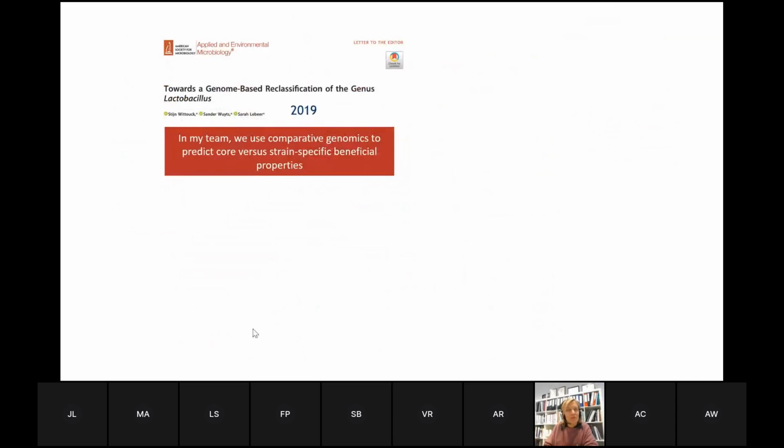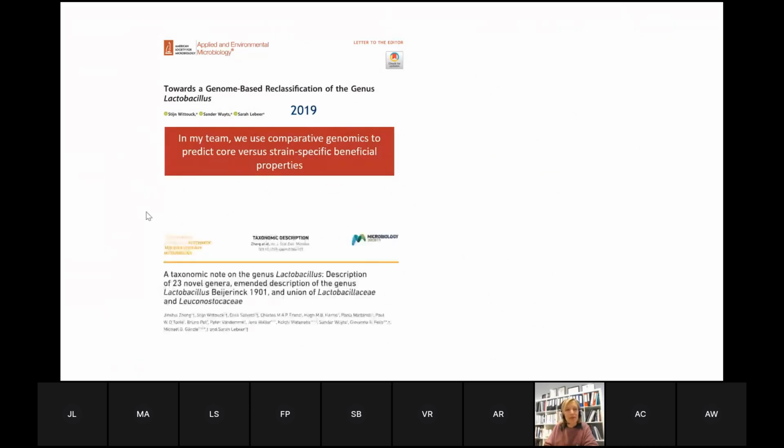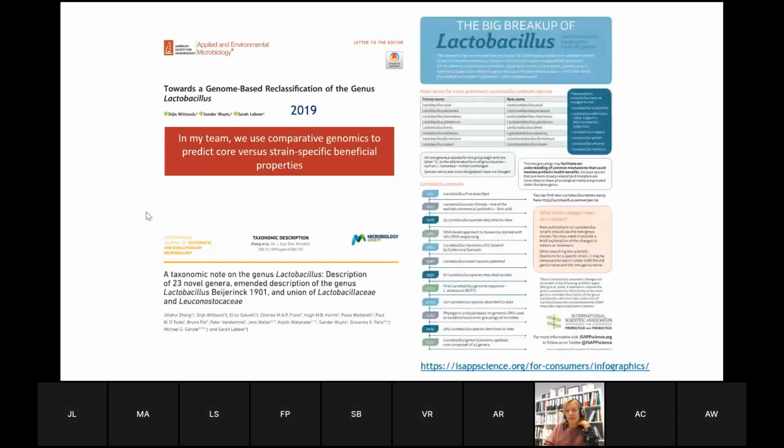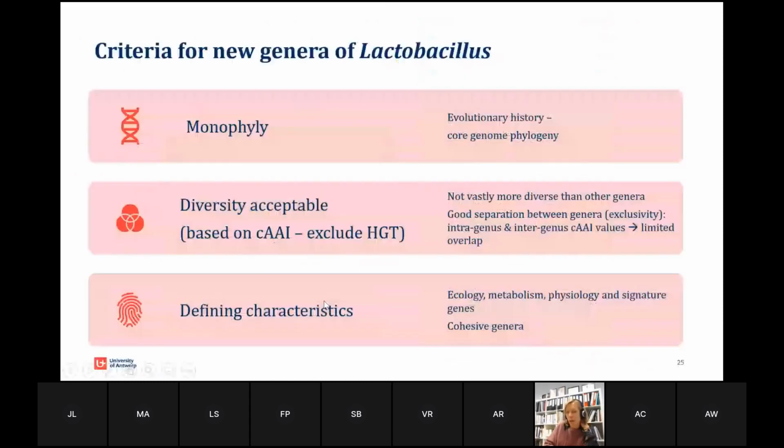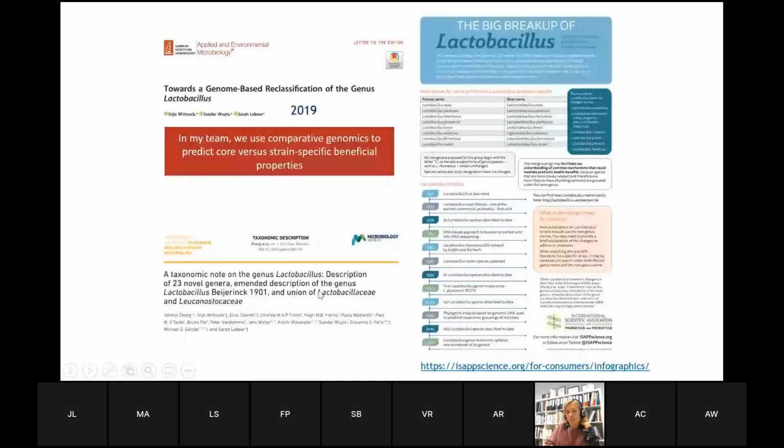We also became involved because my team, with Stan as the main bioinformatician, wrote this opinion in Applied and Environmental Microbiology that we really wanted to have a genome-based reclassification of the genus. So this resulted in the taxonomy paper published last year, as taxonomic notes in the International Journal of Systematic and Evolutionary Microbiology.